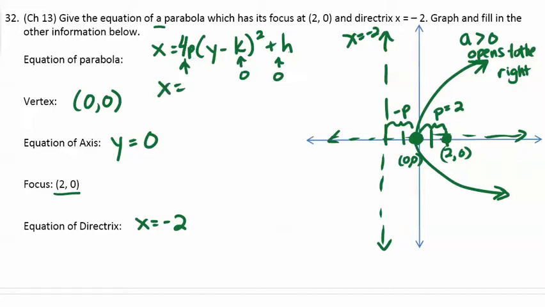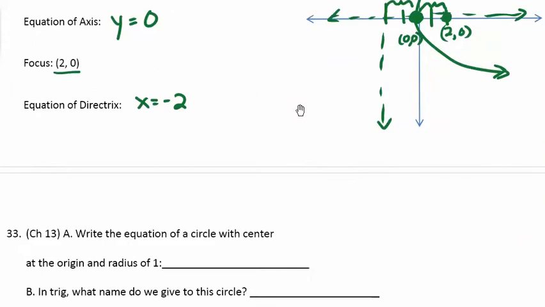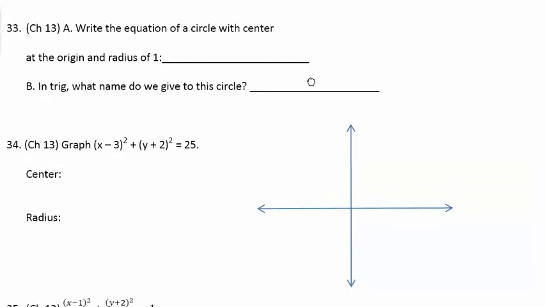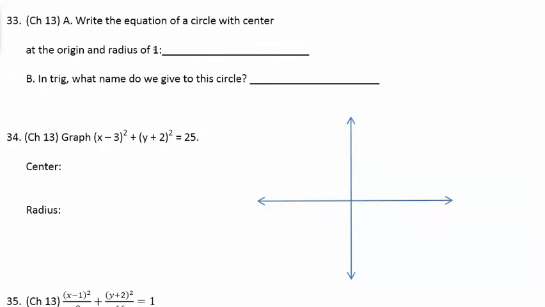We want the distance p to be equal to 2, so I better think twice. We do know what number we want there. We want it to be 8. Okay? So that value is 4p. The distance from the focus to the vertex is p units. Okay, now I fixed that up. Sorry, guys.